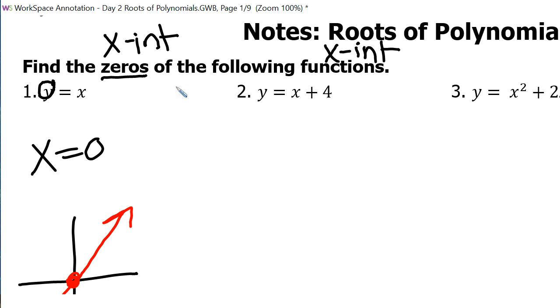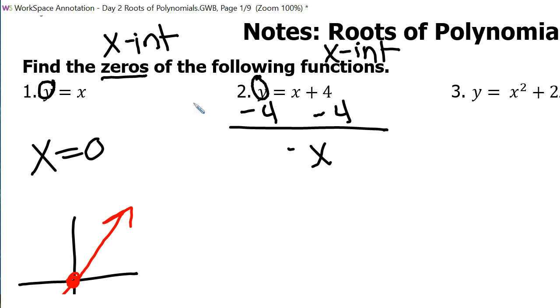Now, next one, number 2. Again, if I want the x-intercept, what do I put in for y? Put in a 0. So I'm going to just put this 0 right here. And solving for x, instead of add 4, we need to subtract 4 from both sides. And that gives us that the x-intercept is -4. Go ahead and see if you can do number 3.